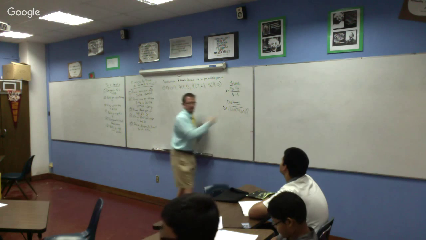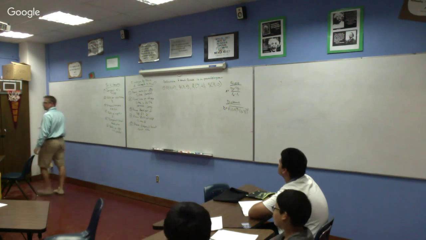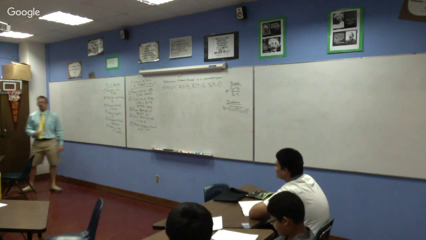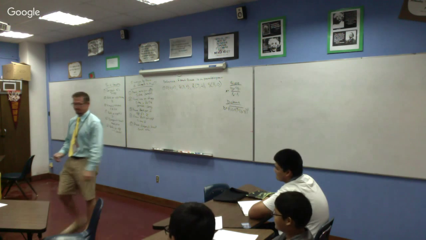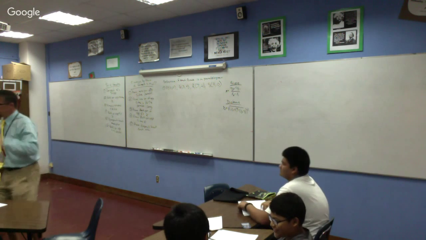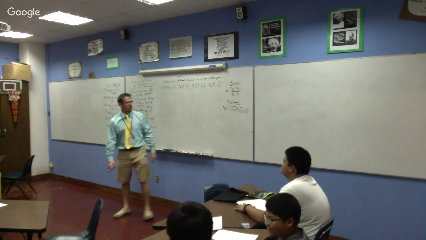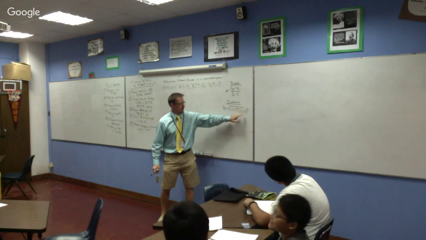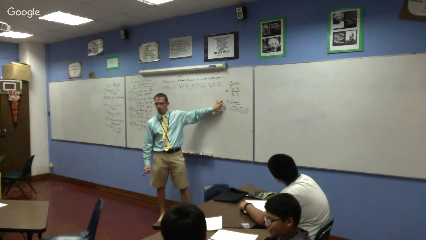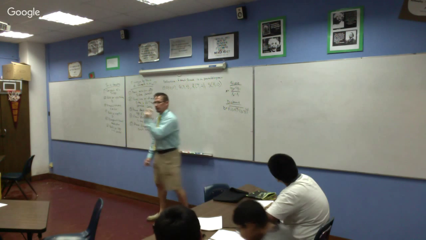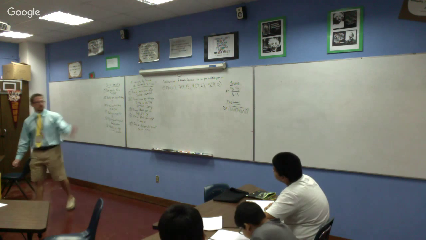Where did that come from? Do you remember where I told you that came from? The Pythagorean theorem. Yes, the derivation of your distance formula comes from the Pythagorean theorem. Leg squared plus leg squared is equal to hypotenuse squared. The length of the hypotenuse is equal to the square root of the lengths of the sides squared added together. So that's where that came from.